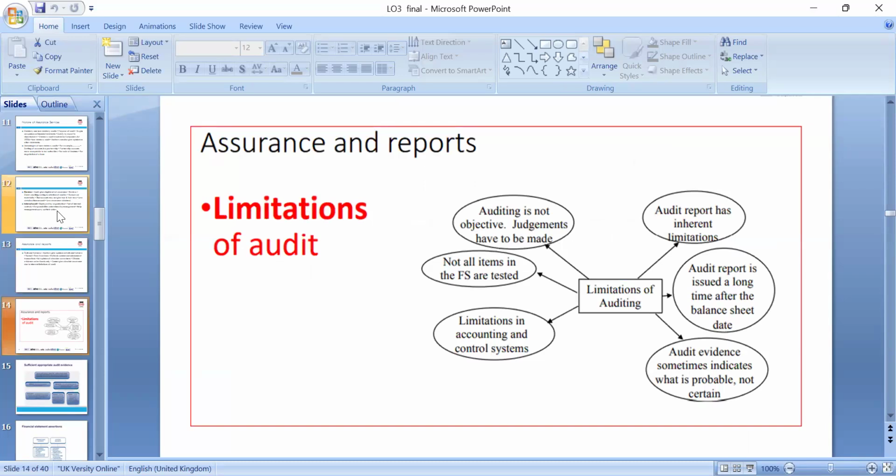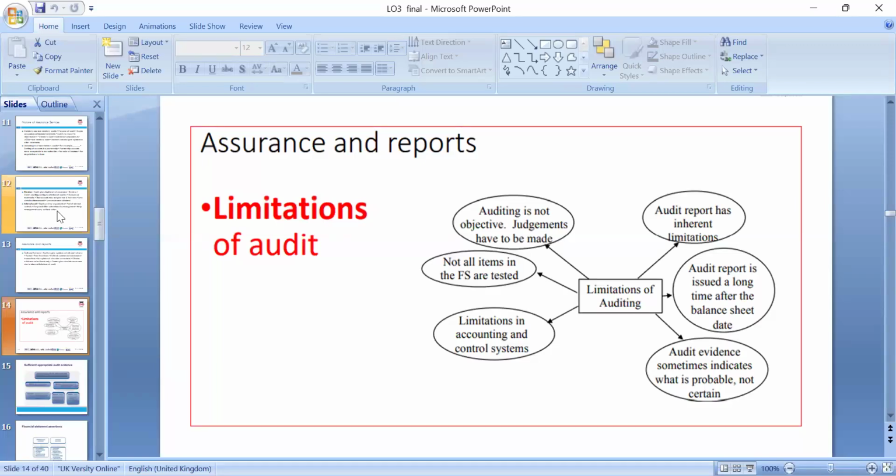Now, assurance reports. Auditing is not objective; judgment has to be made, and not all the items in the financial statements are tested. There are limitations in the accounting and control of the financial statements. Audit reports have inherent limitations, and they are issued a long time after the balance sheet date.